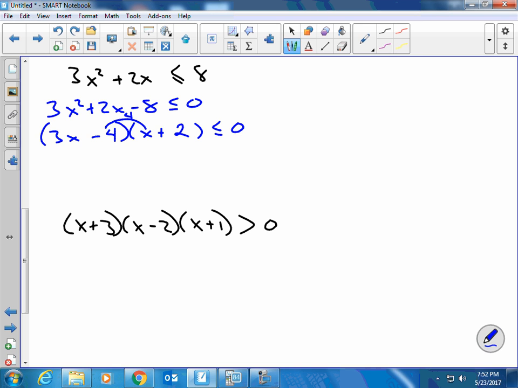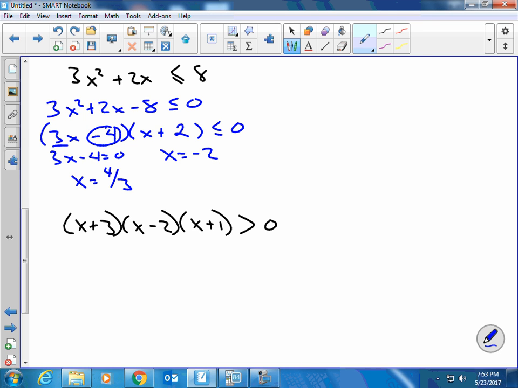What makes each factor 0? Sorry, get rid of all my mess. What will make 3x plus or minus 4 equal to 0? Hopefully you know the shortcut. When x is equal to 4/3. Opposite sign of this number divided by that number. Hopefully over however long we've been doing factoring, that's kind of sunk in here. And then this one is x equals a negative 2.